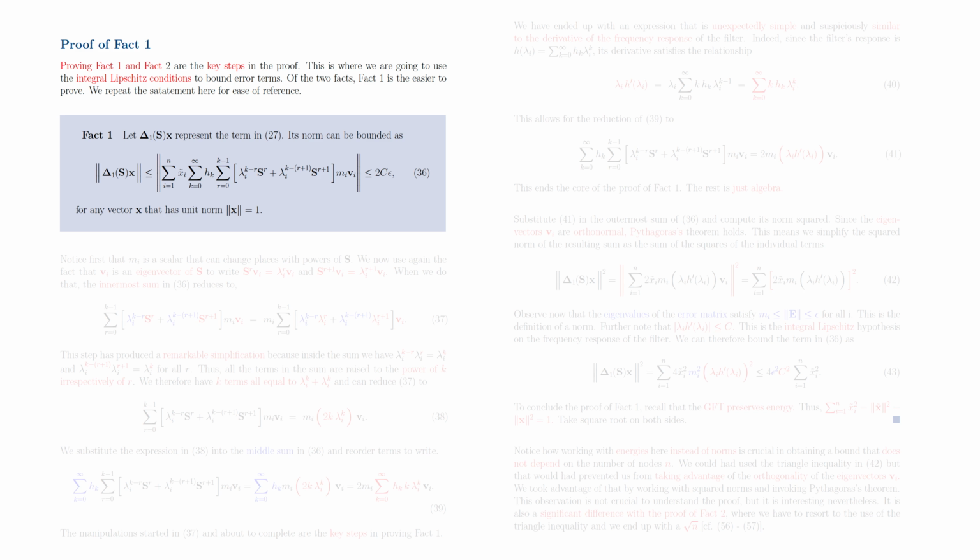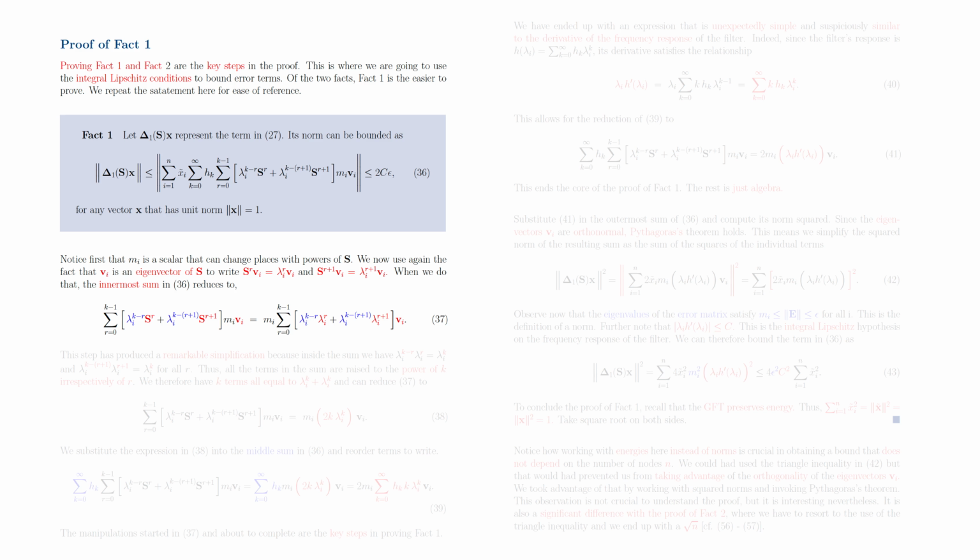The middle sum is over index k, which is associated with different filter coefficients h_k. It comes from the definition of the graph filter we introduced in equation 19. The outermost sum is over index i, which is associated with the components of the GFT of x. It comes from writing the signal x with the inverse GFT, as we did in equation 25.